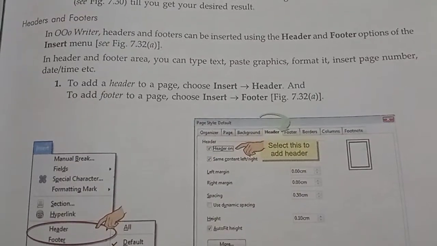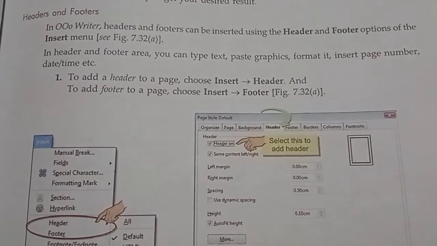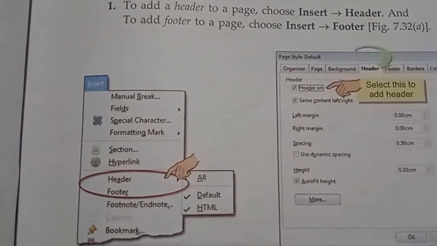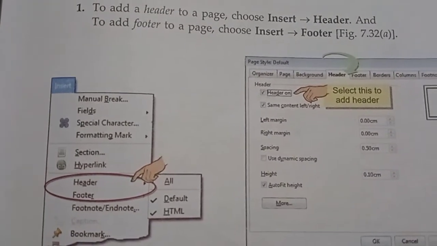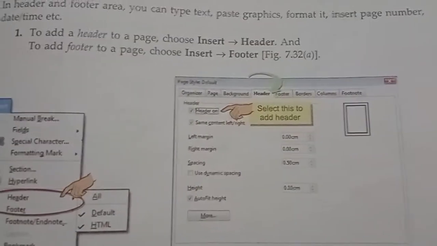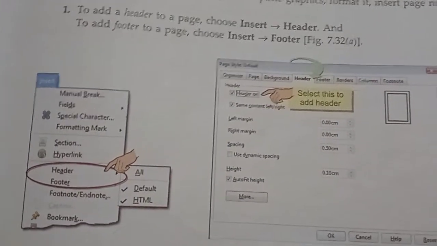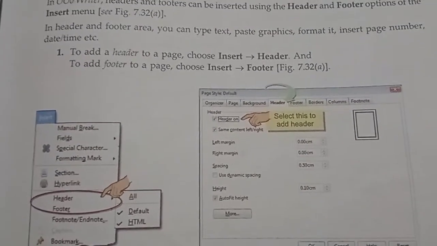So how to add the header and footer? From the Insert menu. First move to the Insert menu. This is important. In the Insert menu, the header and footer option is there, so you can apply your header and footer here. To add a header, choose Insert Header. To add a footer, Insert Footer. So this is the step for adding header and footer.